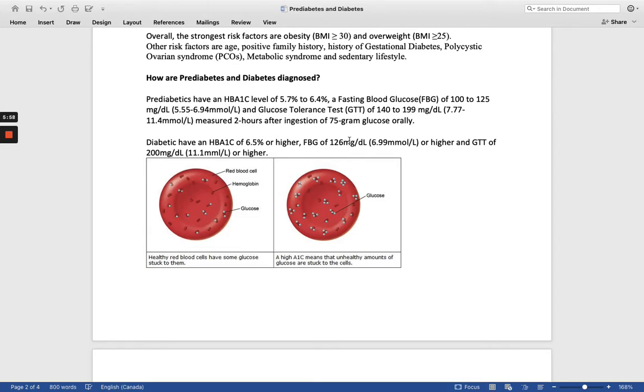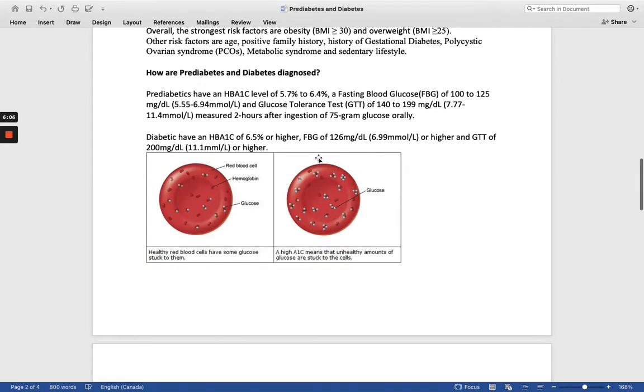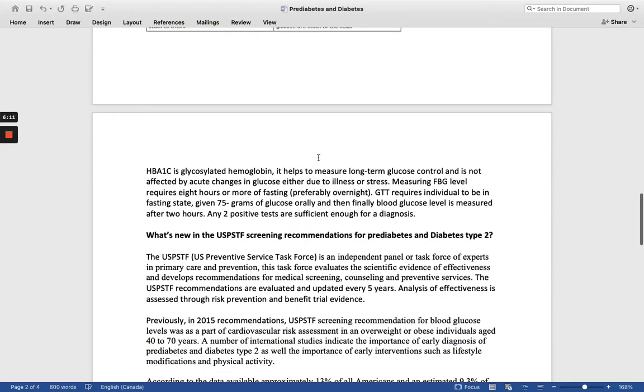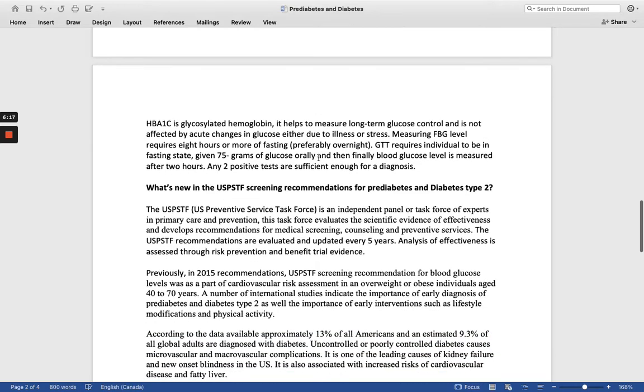For glucose tolerance test, 140 to 199 is prediabetes, and more than 200 is diabetes. Any of the two tests out of three, if they are positive for diabetes, this is diagnostic.